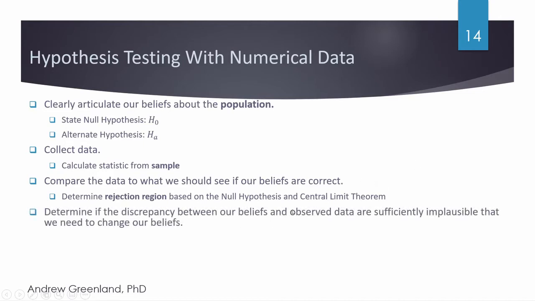Then what we're going to do is basically just determine whether that sample falls in what we're going to call the rejection region. And if it does, we're going to reject the null hypothesis. If not, we're going to say we fail to reject the null hypothesis.